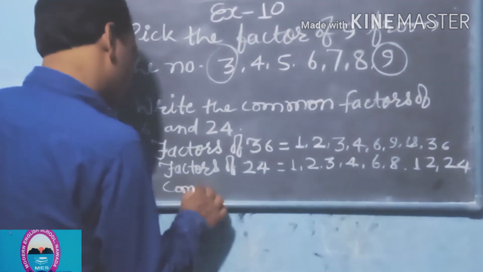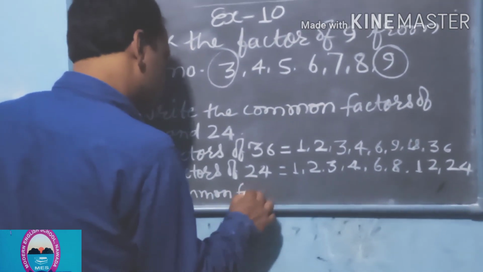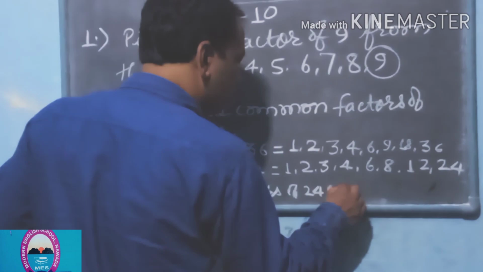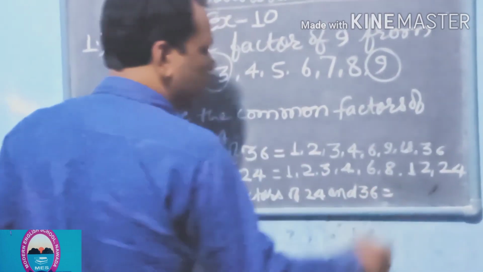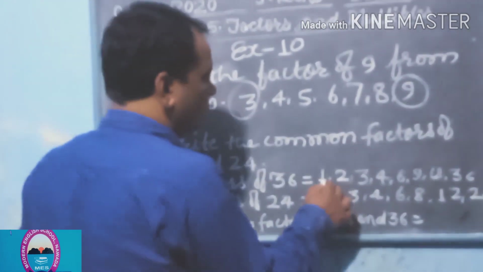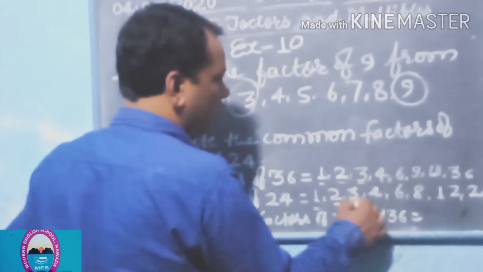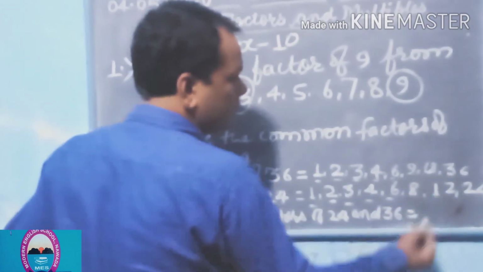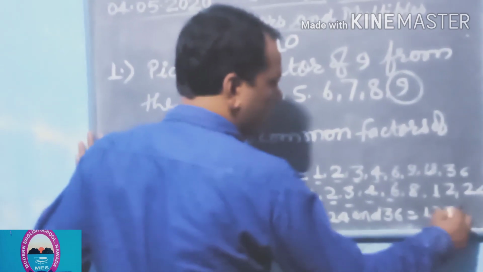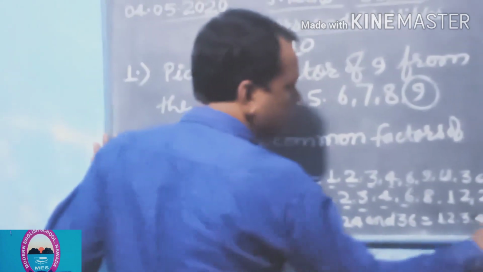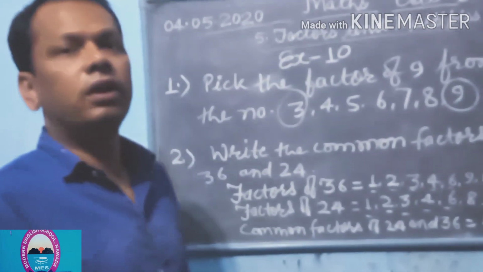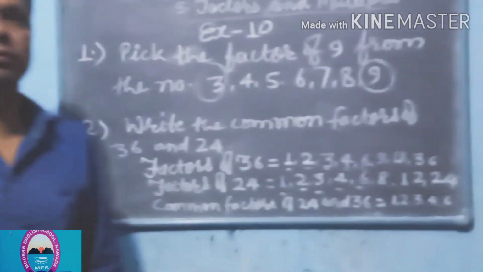Now the common factors of 24 and 36. A common factor means a number which is present in both lists of factors: 1, 2, 3, 4 and 6. These are the common factors of 24 and 36.